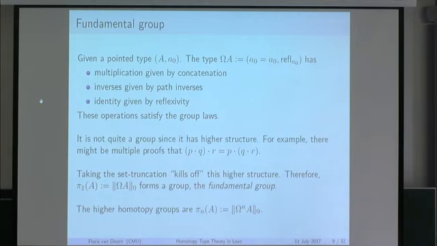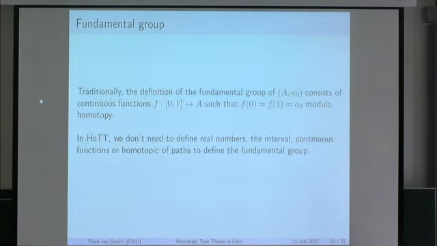What we do is we take the set truncation of this loop space, and that is called the fundamental group. That kills off all the higher structure so that we get a set, and this is actually a group. And we can also define the higher homotopy groups in a similar way. We just take the loop space n many times and then take the set truncation. So these are algebraic invariants of a space, and the idea is that if a space is very complicated, these might be easier to construct or to find.